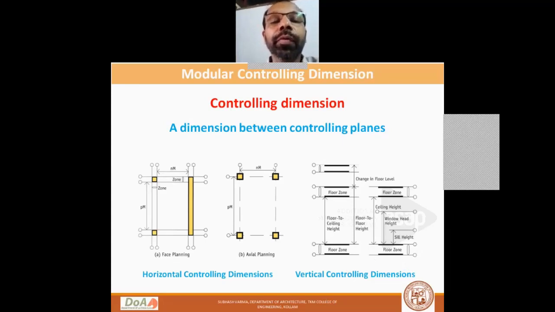Then the vertical controlling dimensions: we have clear heights or the thicknesses of various components. For example, the thickness of the floor is a vertical controlling dimension. The clear distance from the floor to the ceiling is another vertical controlling dimension. The sill level is another controlling dimension. The lintel level, similarly, is another controlling dimension. So we can have horizontal controlling dimensions as well as vertical controlling dimensions. And usually in a construction, in a design, we apply both.